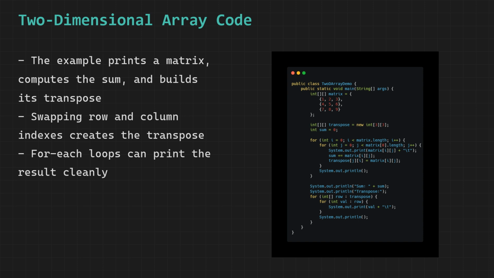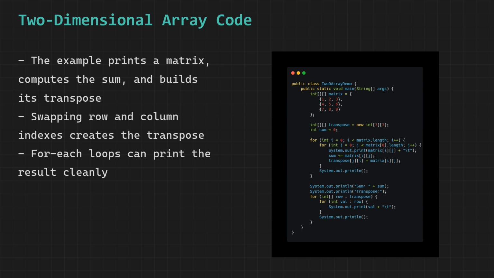The element at row i column j in the original goes to row j column i in the transpose. For example, matrix[0][1] is the value 2, and it goes to transpose[1][0]. After the inner loop finishes one row, System.out.println with no arguments prints a blank line, pushing output to the next line before the next row begins. Without this, the entire matrix would print on one line.